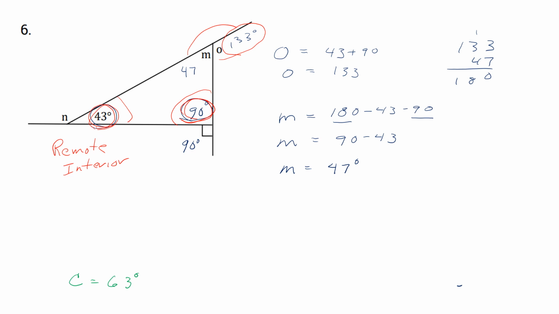Okay, and you can check your work. Does 43 and 90 and 47 equal 180? 4 and 4 is 8, and 1's 9, 9 is 180. So that's how it works.